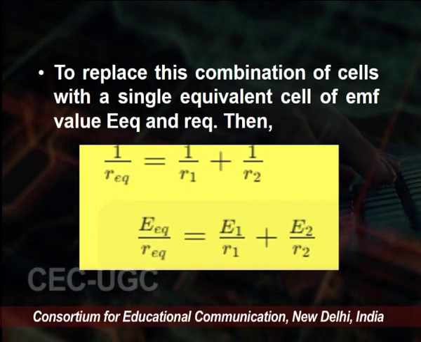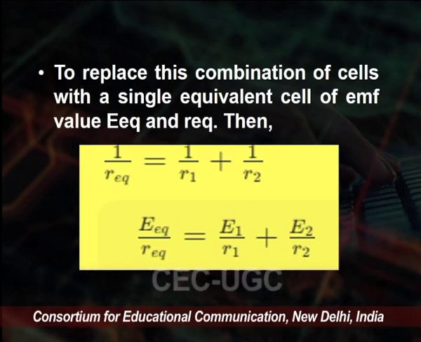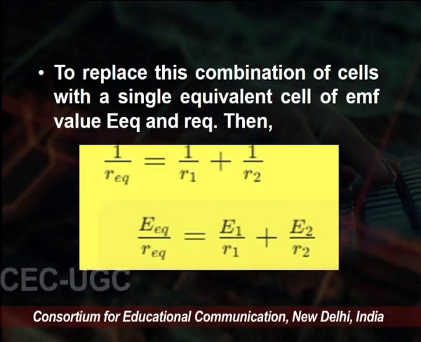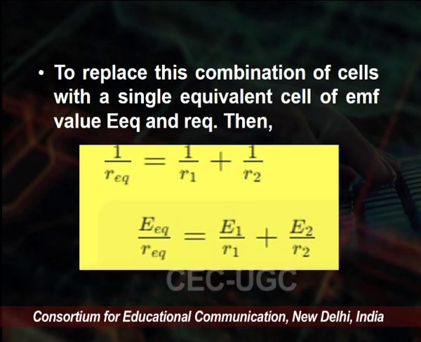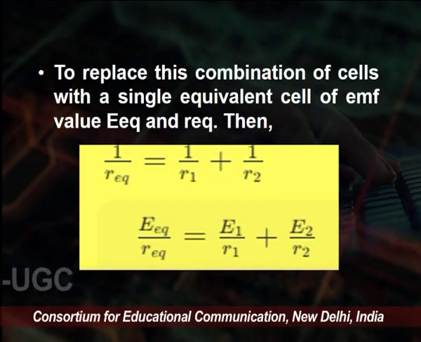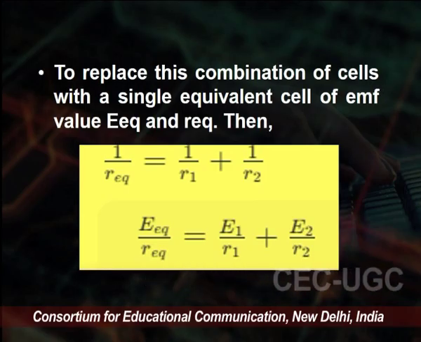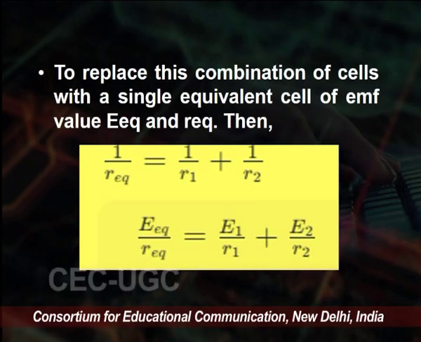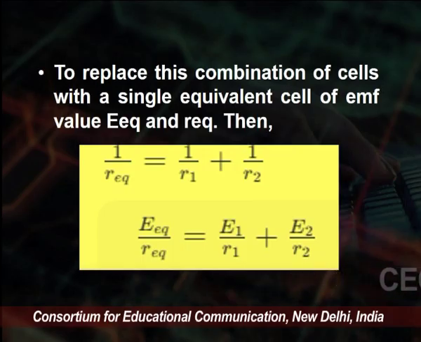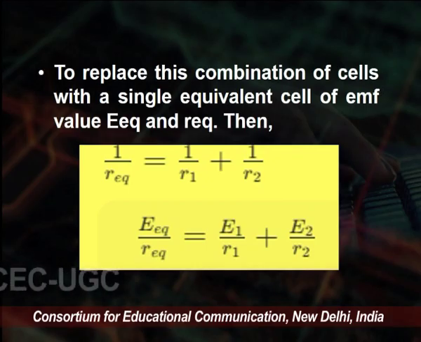To replace this combination of the cells with a single equivalent cell of the EMF value E equivalent and R equivalent, then again we have 1 by R equivalent is equal to 1 by R1 plus 1 by R2, as we are talking about the parallel combination. So in the parallel combination, E equivalent divided by R equivalent is equal to E1 by R1 plus E2 by R2. So these are the EMF generated that we can have.